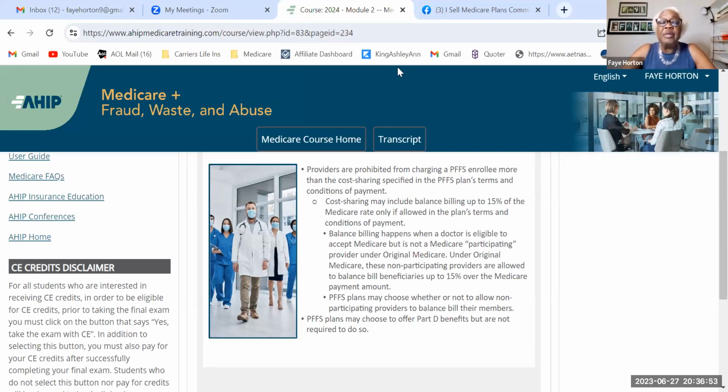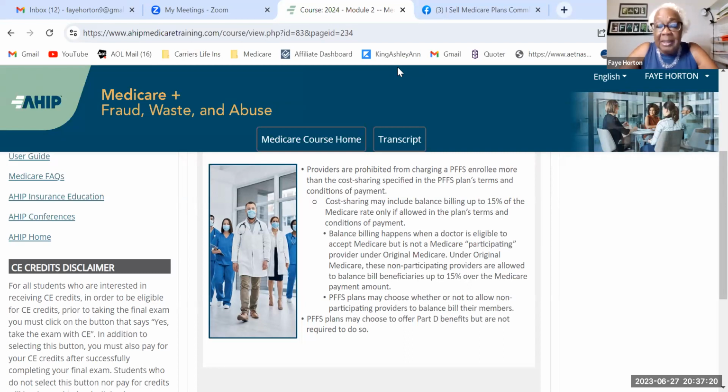All providers who accept Medicare are allowed to bill 15% over the approved Medicare amount. So in the case of the private fee-for-service providers, if the plan terms and conditions say that they may use balance billing, they may bill an additional 15%.